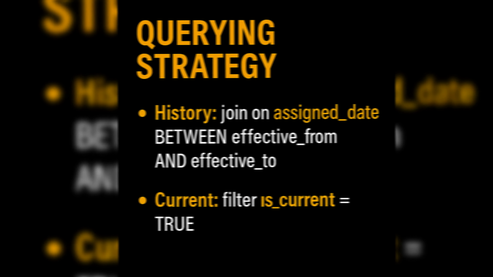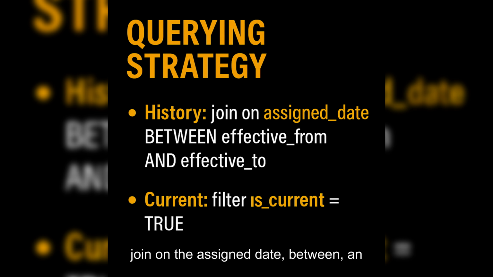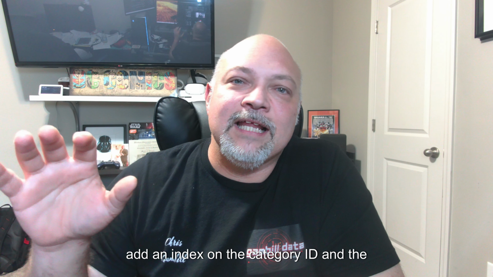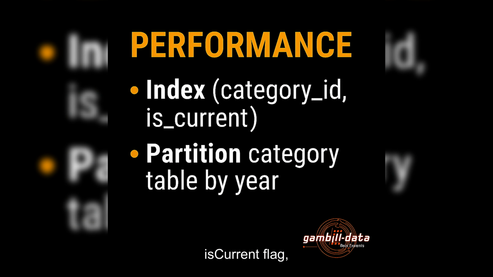4, here is your querying strategy. For your history, join on the assigned date between an effective from date and a to date. And then you have a current filter, so you have an is_current field in your table where it equals true. For your performance, you would add an index on the category ID and the is_current flag, and you partition the table by year.